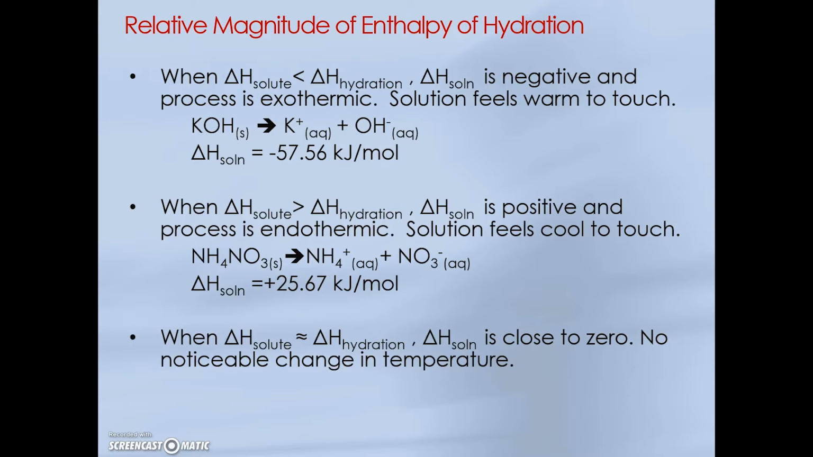However, when the enthalpy of solute is approximately equal in magnitude to the enthalpy of hydration, that means the enthalpy of solution is close to zero and there will be no noticeable change in the temperature, such as the dissolving of sodium chloride to form sodium ion and chloride ion. Enthalpy of solution is very small, about 4 kilojoules per mole.